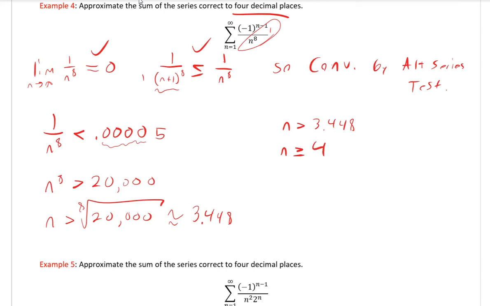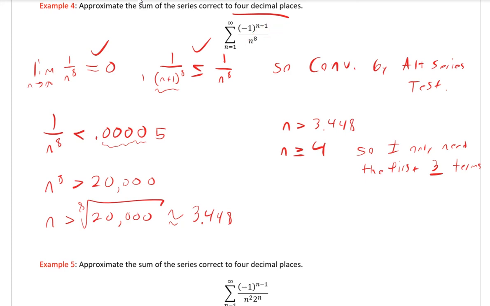That means that at the 4th term and past it, all those terms will be less than 0.0005. So that means I really only need to add the first 3 terms to be correct to the first 4 decimal places. So I only need the first 3 terms. Therefore, I can plug that into my original series to find the sum.